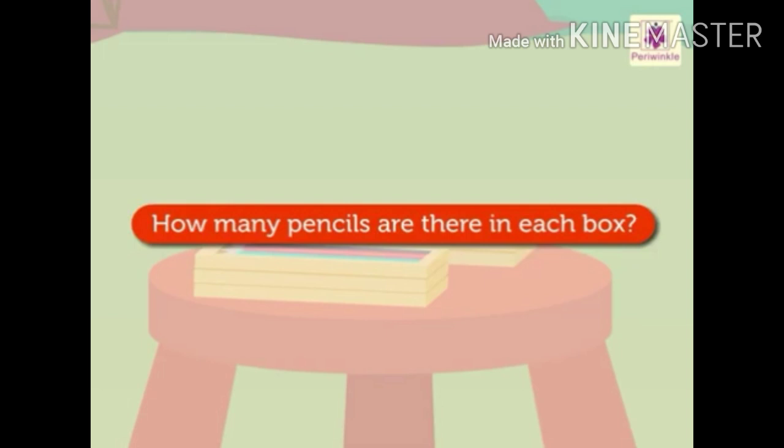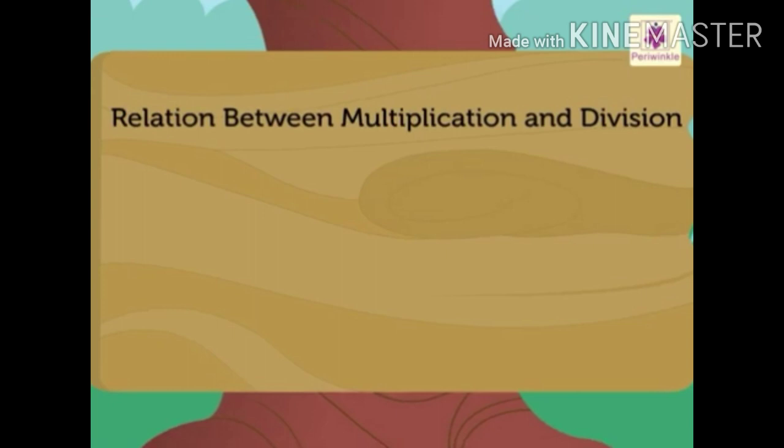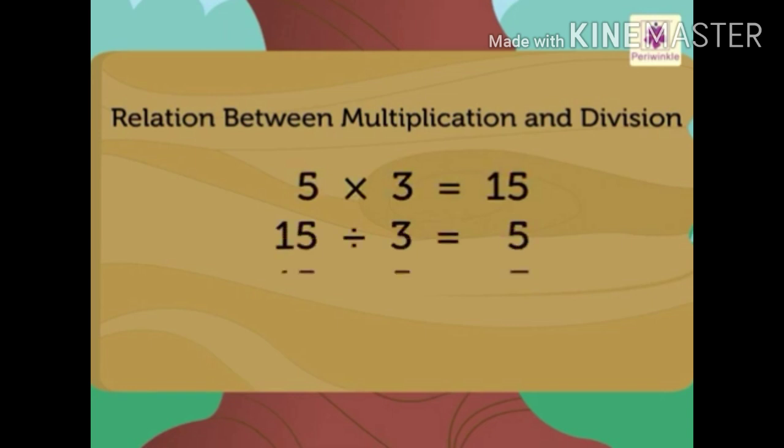How many pencils are there in each box? Again, we will divide 15 by 5. So 15 divided by 5 is equal to how many? So 15 divided by 5 is 3. From the same example, we got to know an interesting fact about multiplication and division, which is that division is the inverse, means opposite, of multiplication.